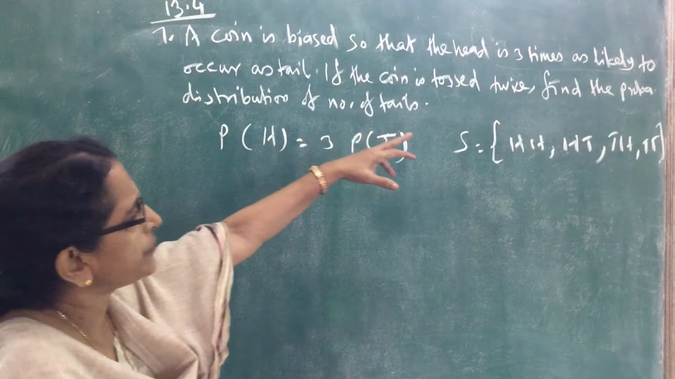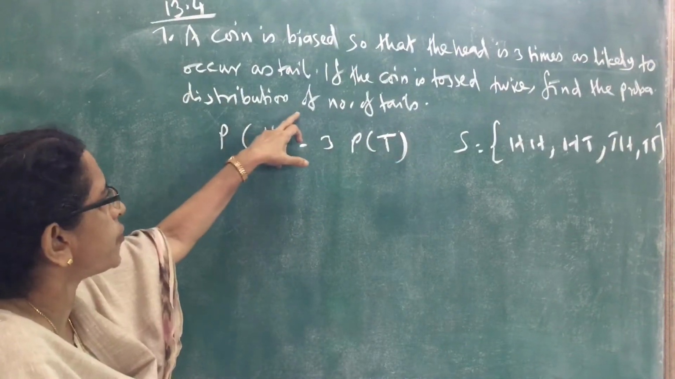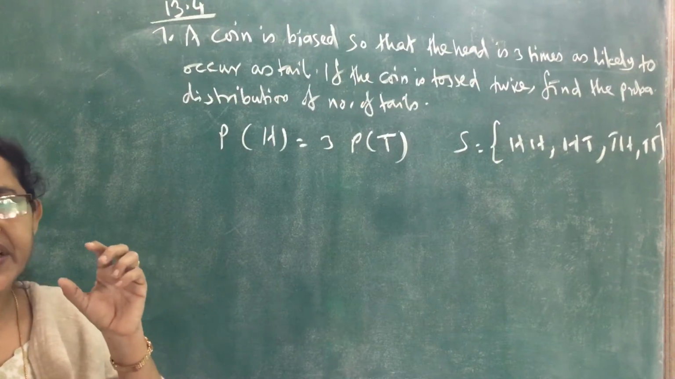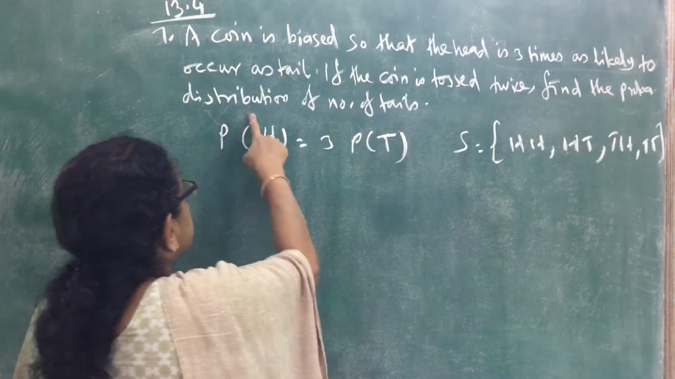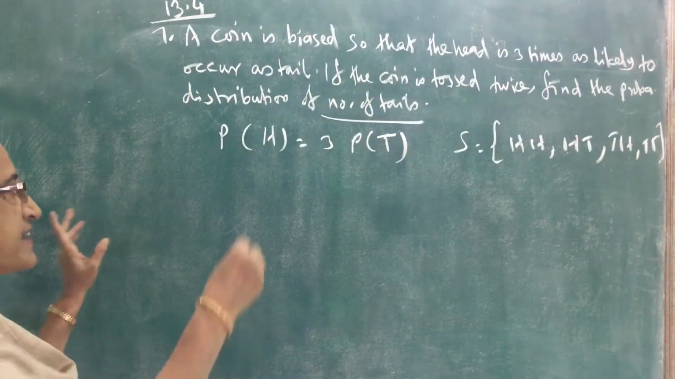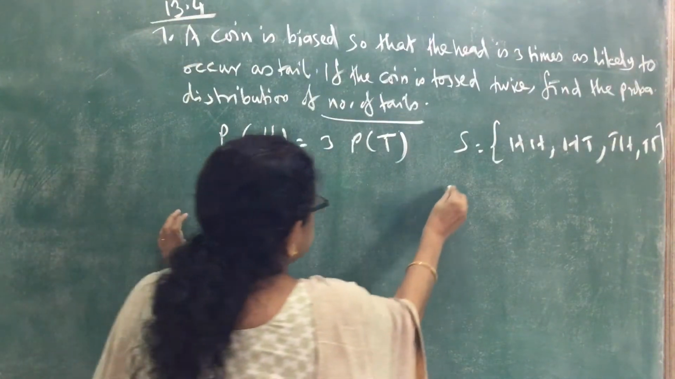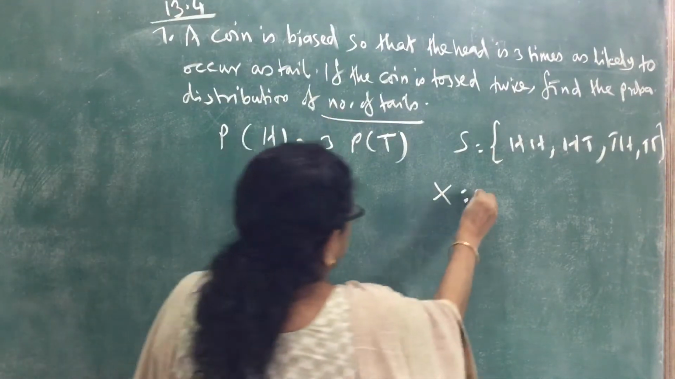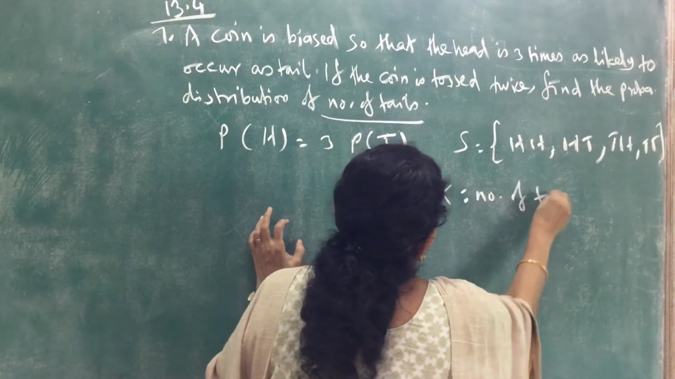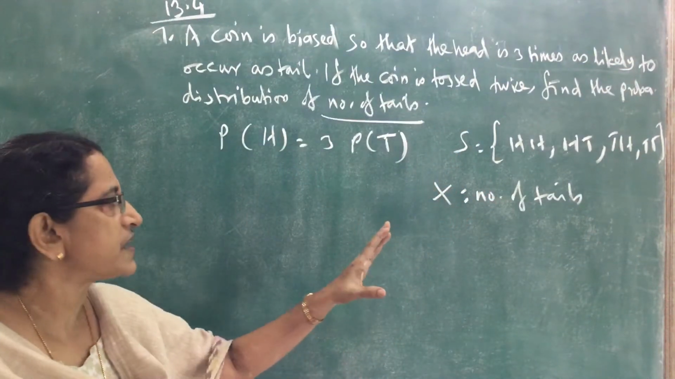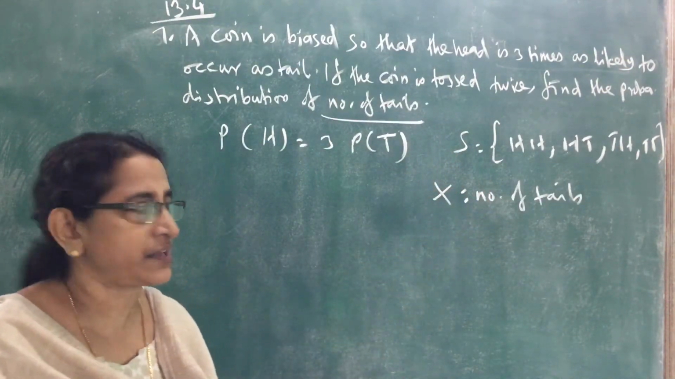Now, we have to find the probability distribution of number of tails. So what is the random variable? Probability distribution of number of tails. So that is the random variable. So X, you have to write the random variable. What is the random variable X? Random variable X is number of tails. So this is the sample space, the possible outcomes, X number of tails.